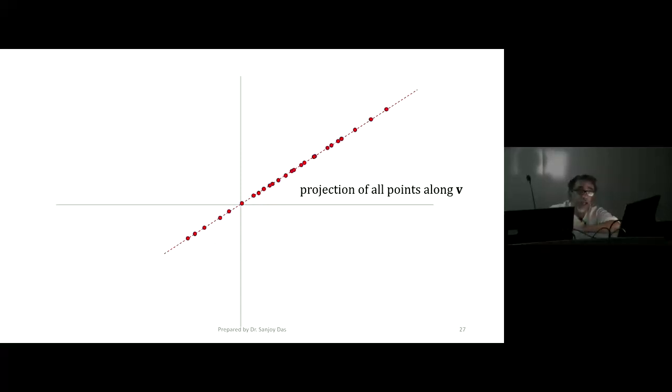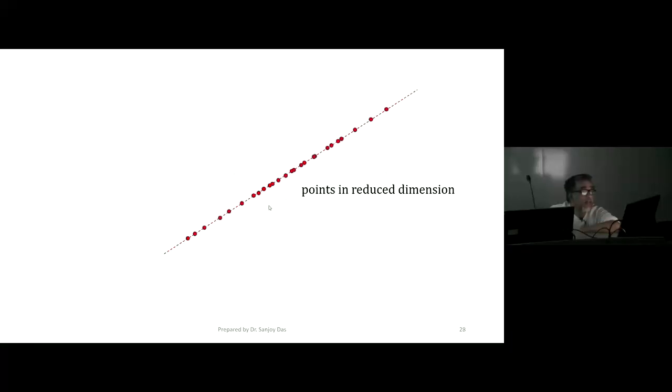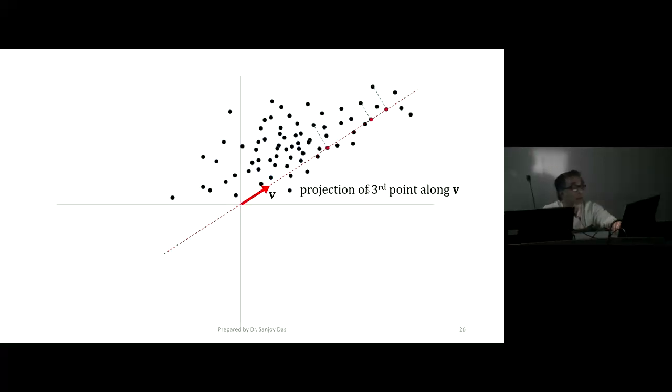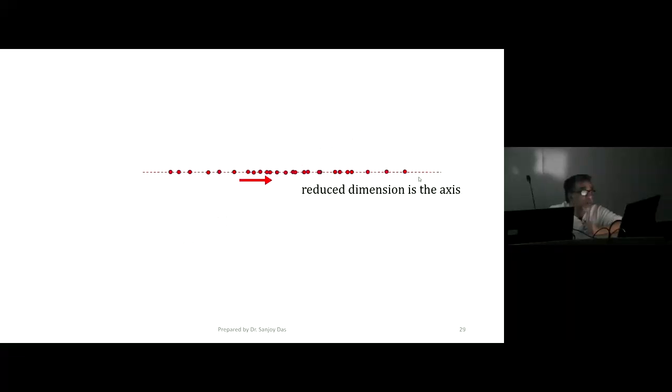From 2 dimensions, I reduced the data to 1 dimension. The reduced dimension is 1 dimension, and I can take this as my coordinate now. This is what the points look like in 1 dimension. Now, if I had taken some other direction, like this or whatever, then I would have gotten some other 1-dimensional scatter plot here.